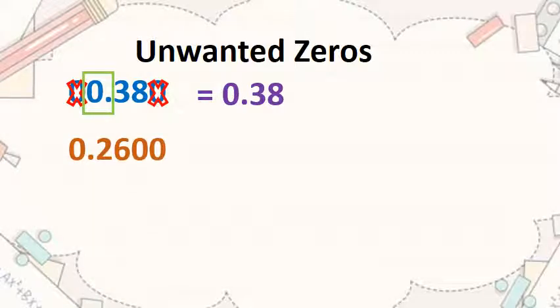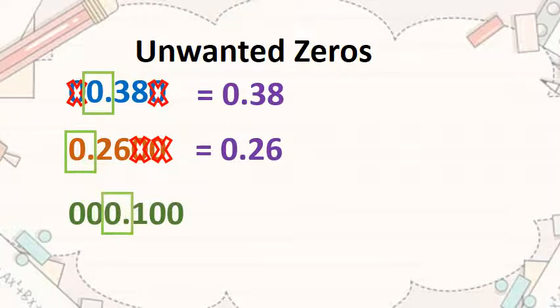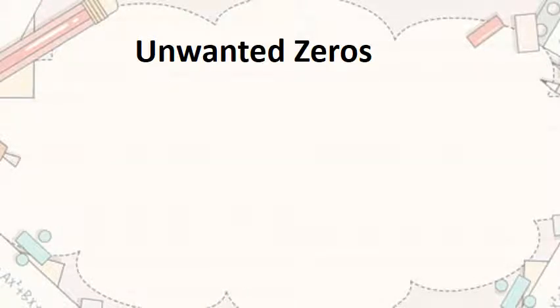Again, which ones are unwanted zeros? So this one, we need it. This one, we don't need it. This one, we don't need it. We're ending up with 0.26. Again, this number, which zeros are wanted and which ones are unwanted? So this one, we need it. This, no. This, no. This one, we don't need it, and this one, we don't need it. So we're ending up with 0.1.